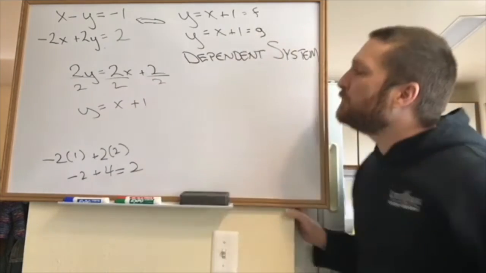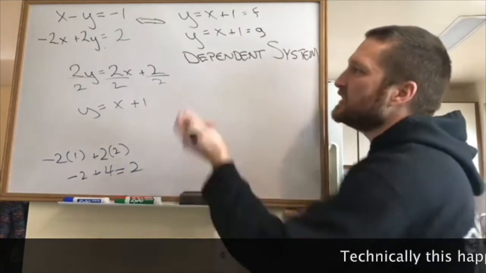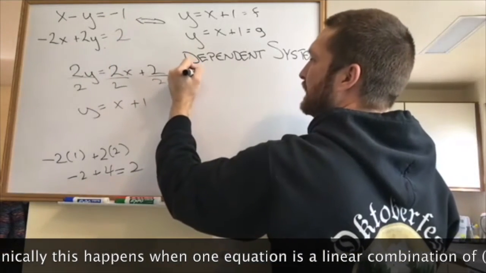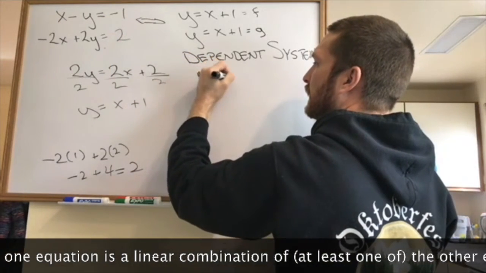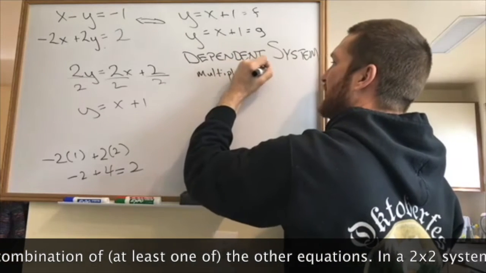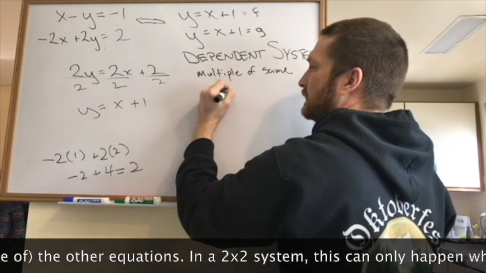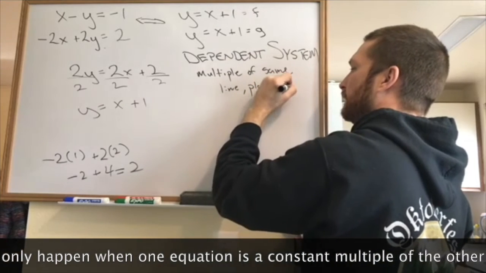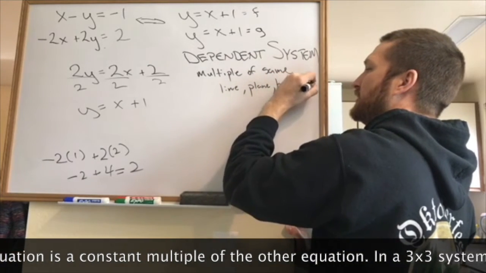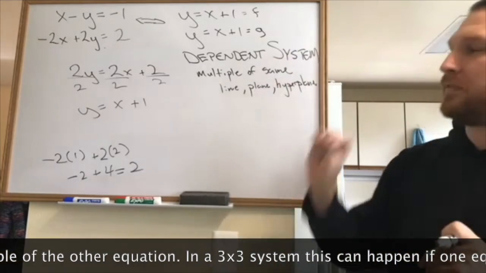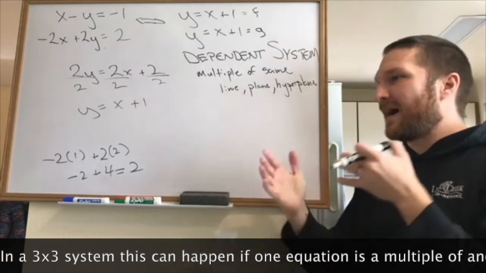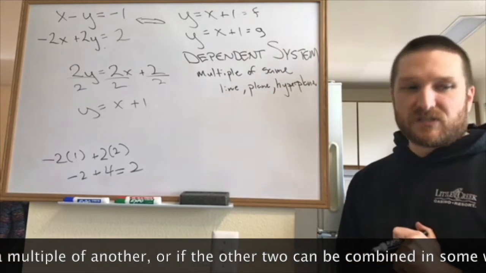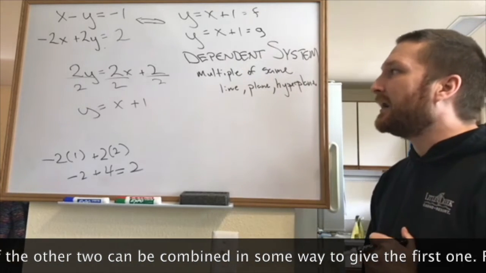That is a dependent system. And it happens when you have multiples of the same line, plane, hyperplane. We have not talked about the geometry of the 3x3 system or the 4x4 system or the higher dimensional systems. I really wish we had time to, but we don't, and we're going to have to leave it behind.